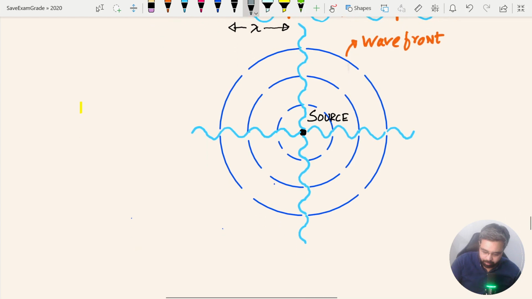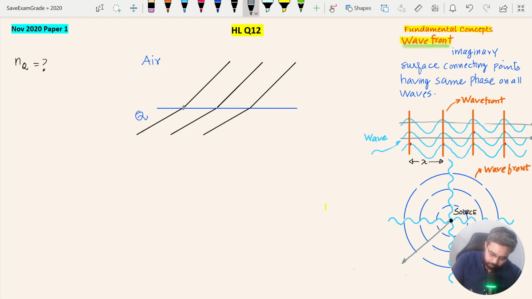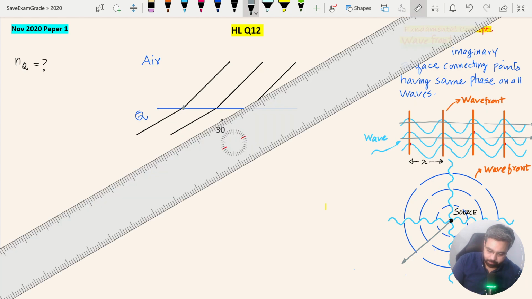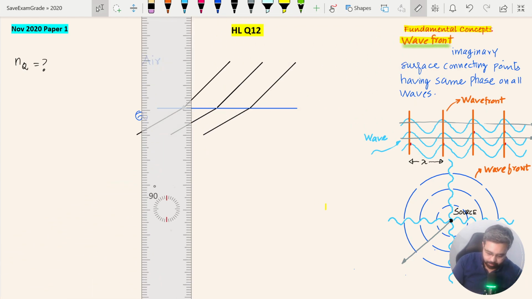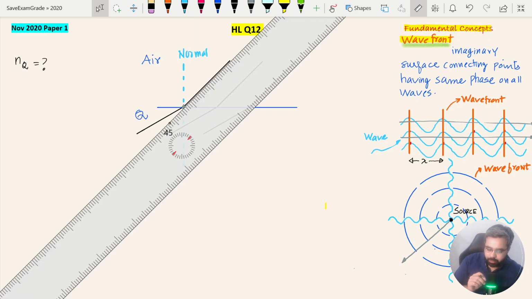And in the same manner, this is the circular wavefront, and the ray will be perpendicular to the wavefront at any point. So let's draw the normal at this boundary of air and medium Q. Normal is a perpendicular dotted line to the surface. And now the next step is to draw the incident wave ray.